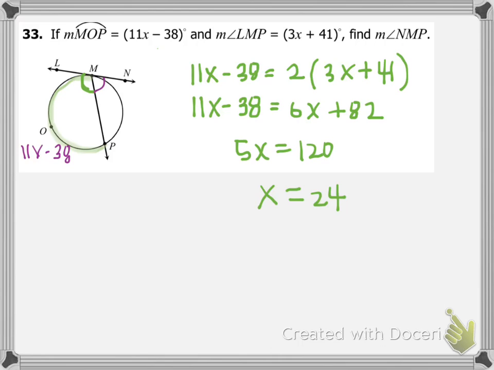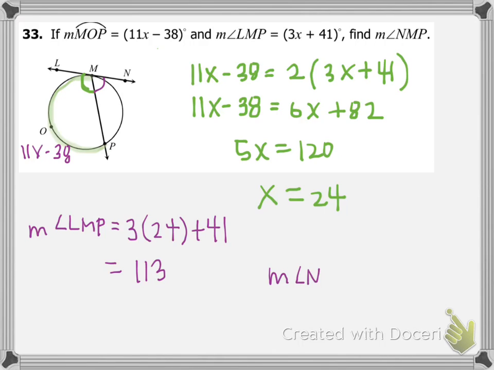Okay, so find the measure of angle NMP. If I could find the measure of LMP, then I could subtract that from 180 because that's a tangent, so it's a straight line there. So 3 times 24 plus 41. So 3 times 24 plus 41, that'll give me 113. Then the measure of angle NMP is going to be 180 minus 113, which is going to give me 67.